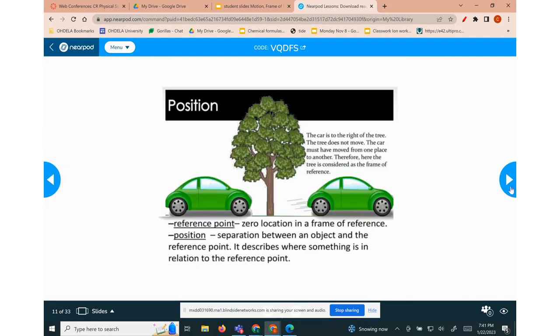So a reference point is a place where we can have a location to see if something moves. So we can use a tree, it's not moving, or I can put a mark on the sidewalk. And the position, the separation between the object and the reference point, is described relative to the reference point. So this car moved sometime later, and it's now to the right of the tree. So we can tell that.